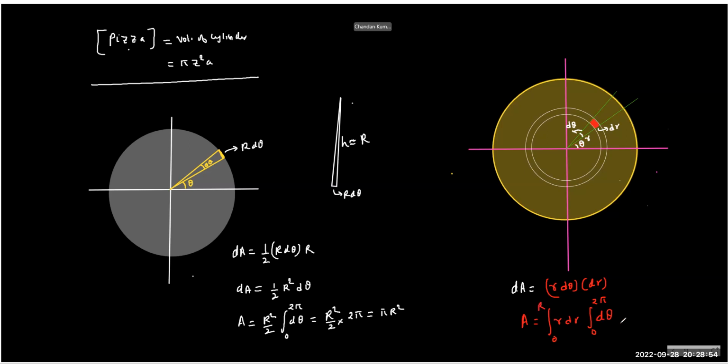And can we integrate both separately? We can integrate now, because this is a product. You're integrating two terms and multiplying them. And if you do so, what will you get? Tell me the answer. Pi r square. So do you realize the ways of taking an element? And this is just for a disk. We'll do something more.